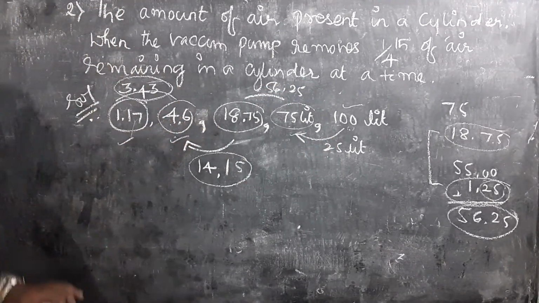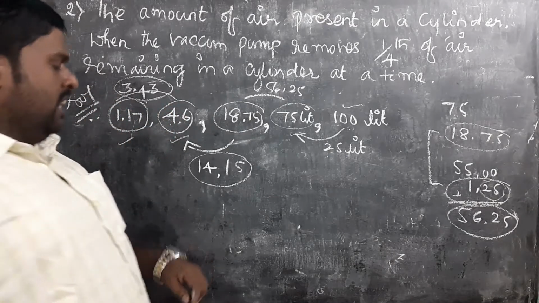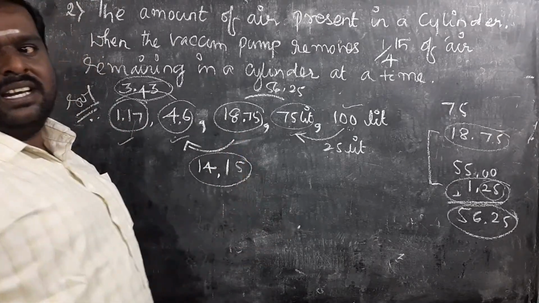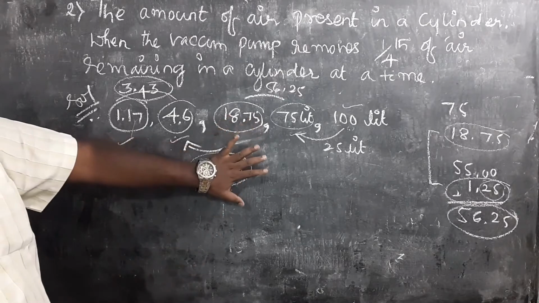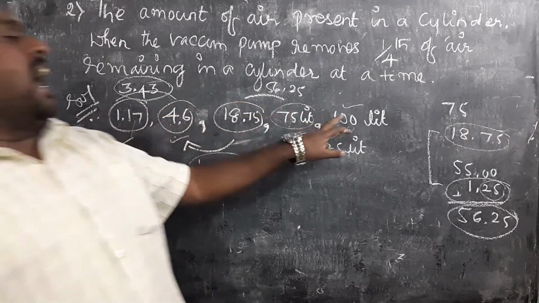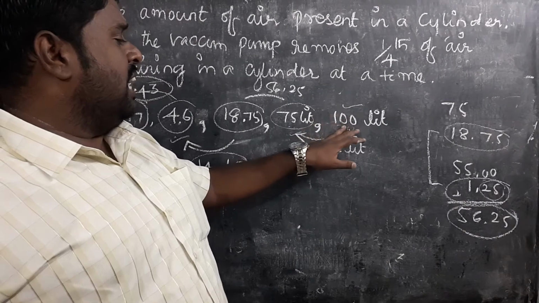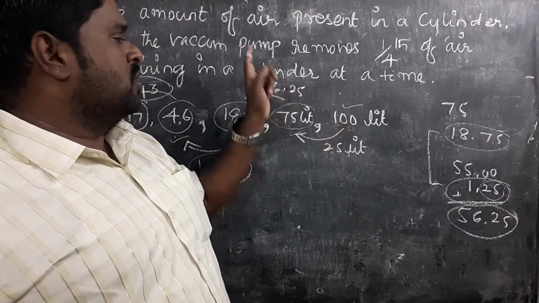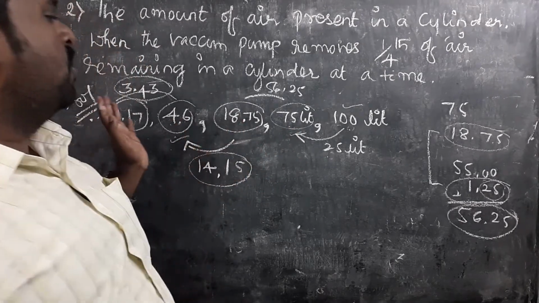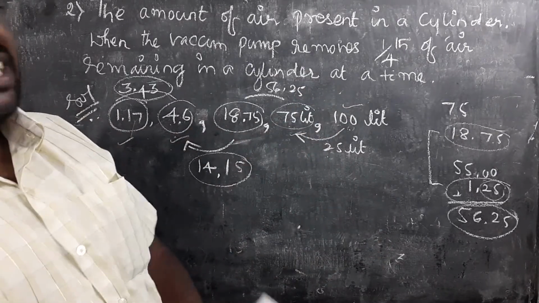Now it is very clear that the difference between any two consecutive terms is not constant. As a result, this is not an AP. This is just an idea, just imagine. Why? Because for every measurement you are taking out at every cylinder, when you take 100, at that point you take 1/4 using the vacuum pump. Each time you are taking 1/4. As a result, definitely this is not an AP.